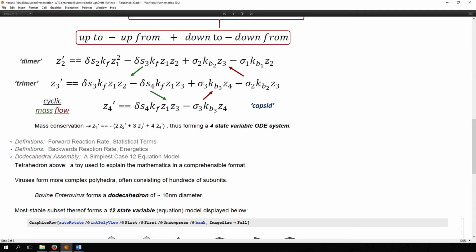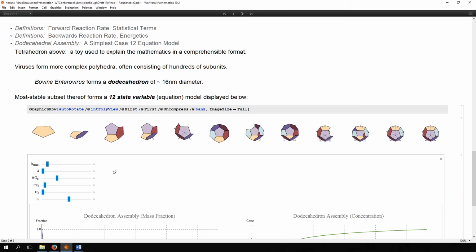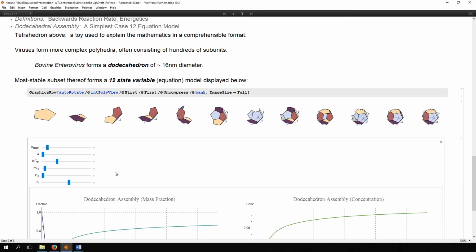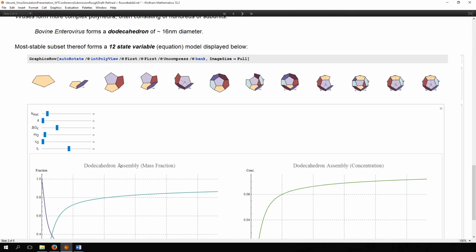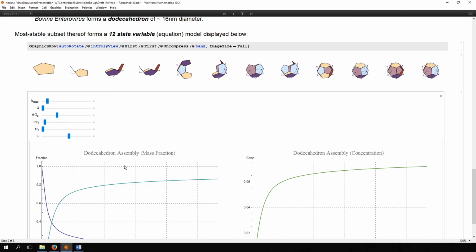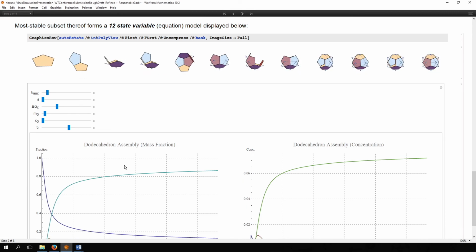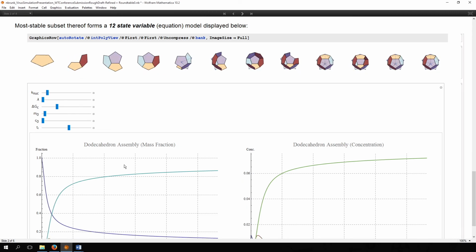So if you have dodecahedral assembly, this model was established just in plain text form, just by doing it all in your head, all of the combinatorics in your head. If you have a simplest case model here, bovine enterovirus and a lot of other viruses, picornavirus I believe, form dodecahedral shells where the finished product is just a set of pentagons that come together to form a dodecahedron.